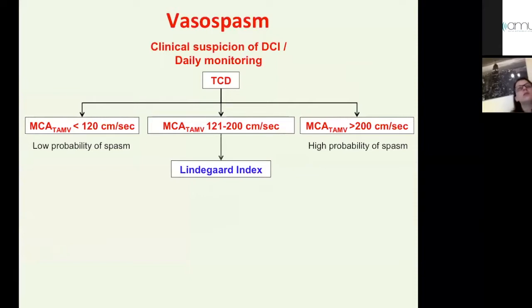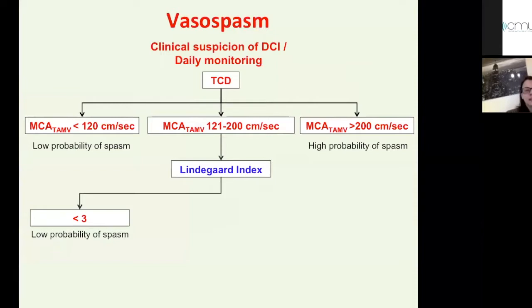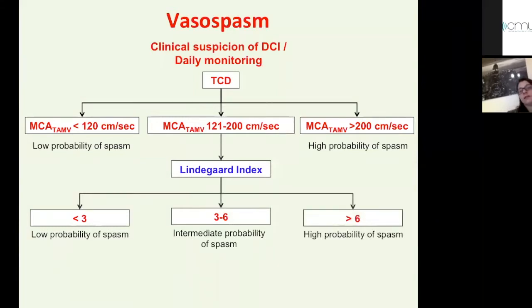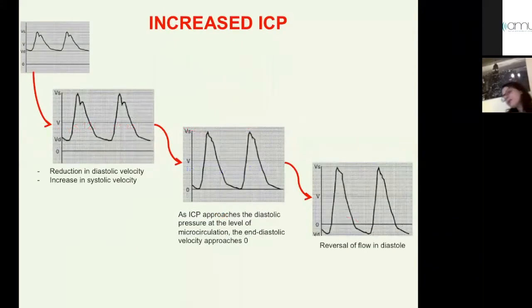And so what we need to do is to apply the Lindegaard index. If the Lindegaard index is below 3, the probability of vasospasm is very low. Between 3 and 6, we have an intermediate probability, and if the Lindegaard index is above 6, it means that we have a high probability of vasospasm.